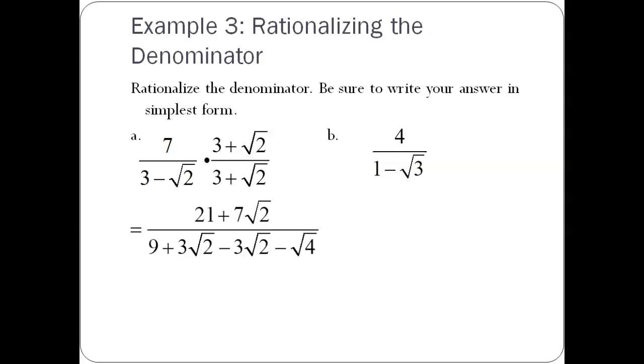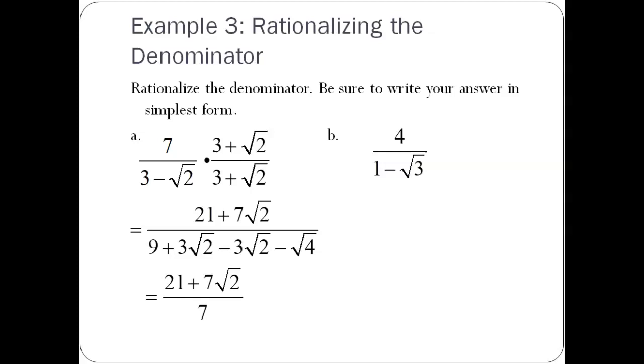And then we have this 9 minus the square root of 4. So 9 minus 2, which we can simplify down to 7. And then the 3 root 2 and the minus 3 root 2 are going to cancel each other out. So that leaves us with 21 plus 7 root 2 all over 7.